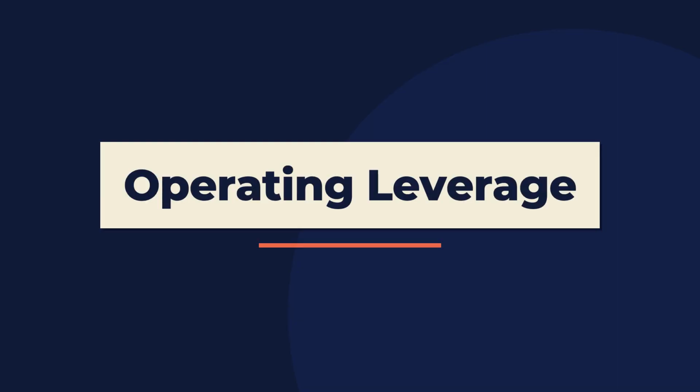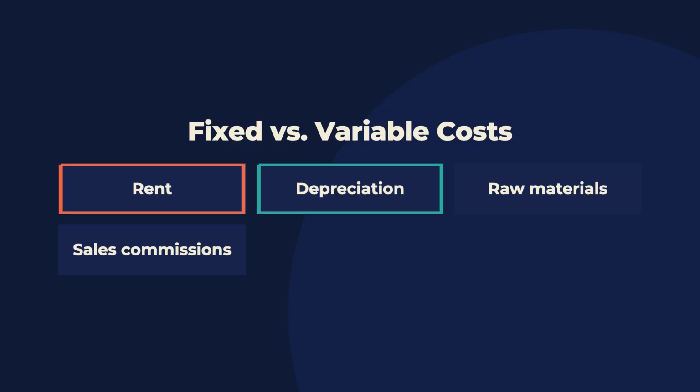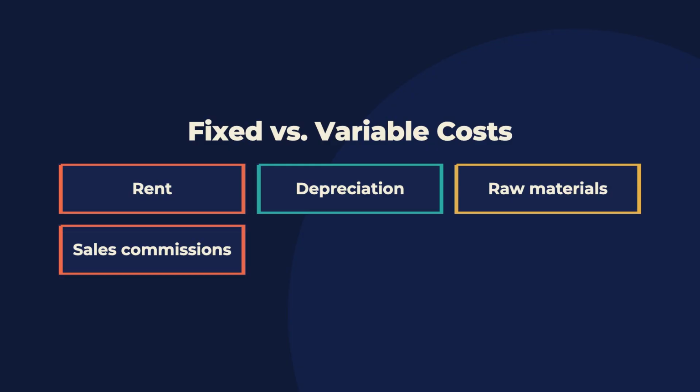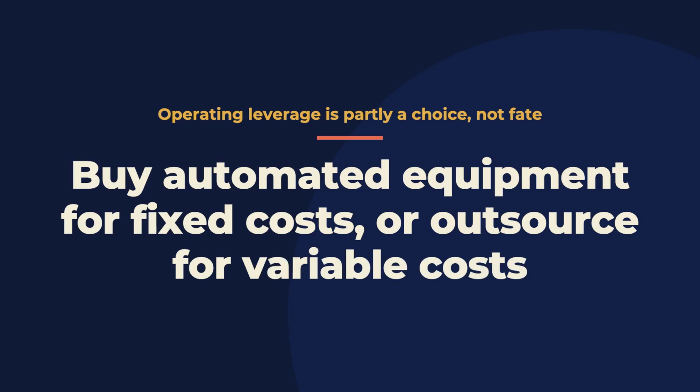Every company's cost structure leans somewhere between two extremes, and that lean creates a property called operating leverage, how much a firm relies on fixed costs versus variable costs. Fixed costs like rent, depreciation, and salaried management stay constant no matter how much a firm sells. Variable costs like raw materials and sales commissions rise and fall directly with output. This mix isn't just inherited, it's engineered.